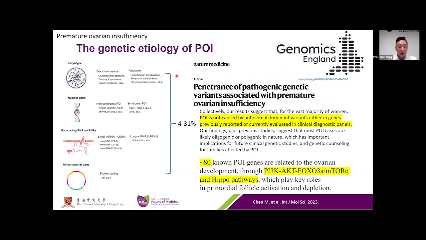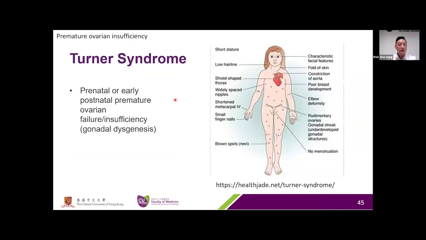So what would be the underlying genetic causes for POI? Currently we use karyotyping, FMR1 testing, as well as other assays to explore the findings. But the important point is that only 80 known genes are related to ovarian development, and they cause infertility through known pathways such as PI3K, AKT, FOXO3A, mTOR and the Hippo pathway.